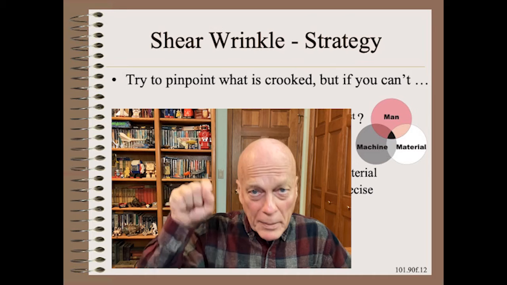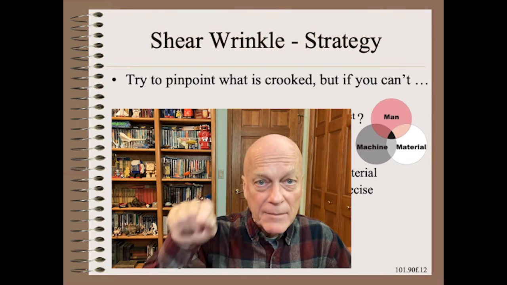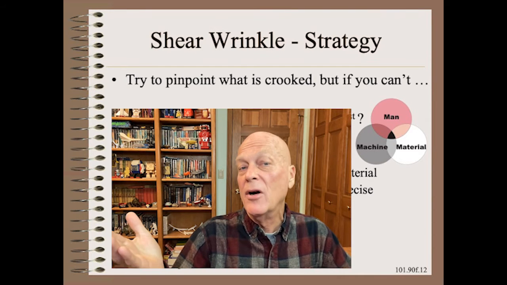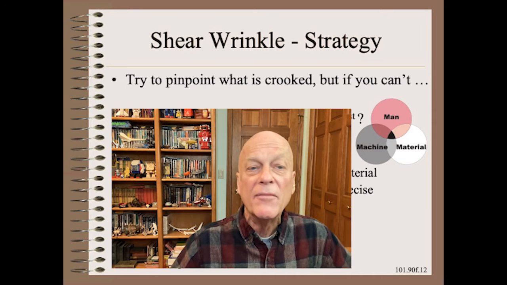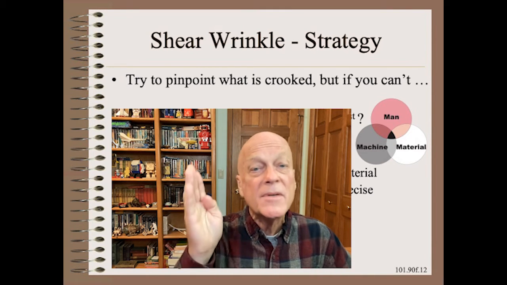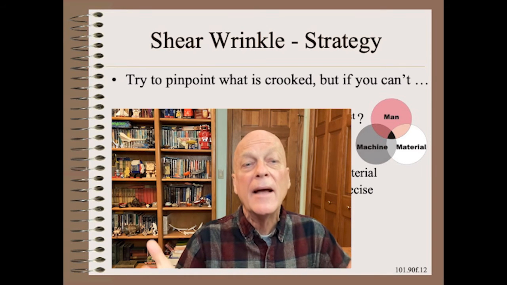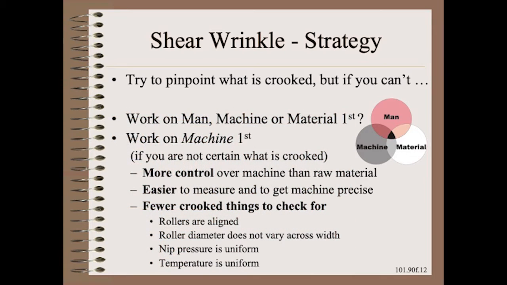So, you first try and pinpoint precisely what element is crooked in precisely what way. If you're sure you found the root cause of crookedness, then fix it if you can. If you do not absolutely know for sure what is crooked, then start on your own machine first. Roller alignment and diameter profile are two things to check for with rollers. Nip pressure via nip impression or other technique should also be checked if the wrinkle originates just before, at, or just after a nip. Finally, if you have moisture or temperature changes, make sure the coating or temperature profile across the width is level and uniform.